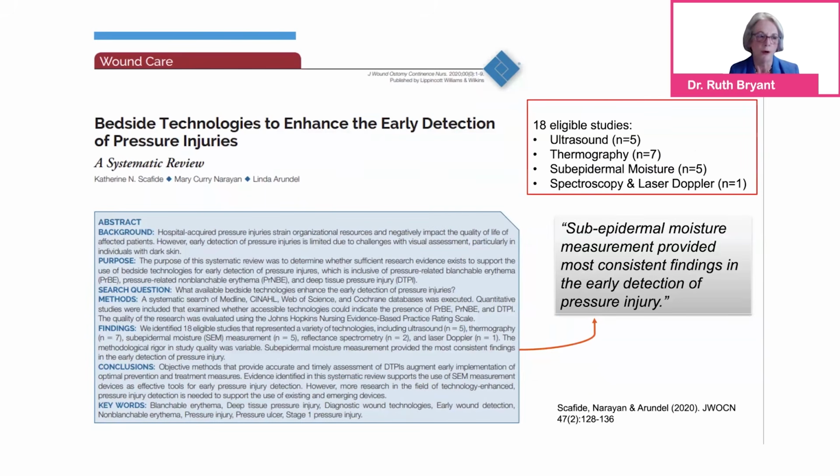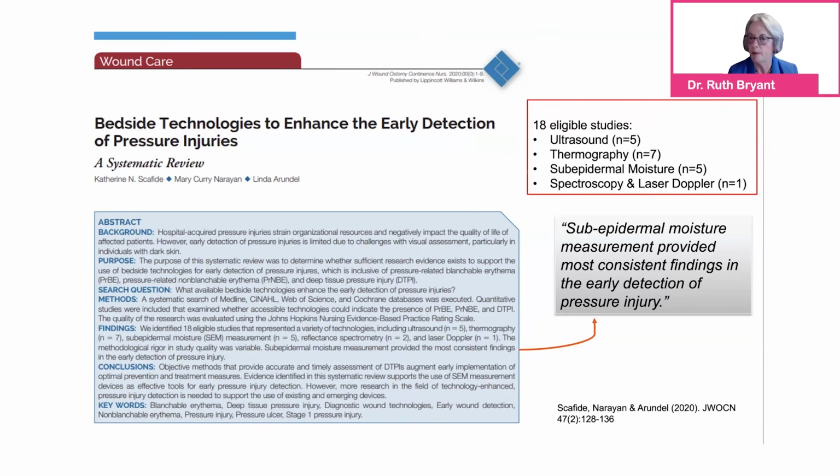This is a report that was done by Dr. Scafidi, a systematic review. There have been several early detection devices described in the literature, and so her study was to look at a review of eligible studies to identify which had the best literature to support its use. So in 2020, she found 18 eligible studies. She looked at ultrasound, thermography, subepidermal moisture, spectroscopy, and laser Doppler.